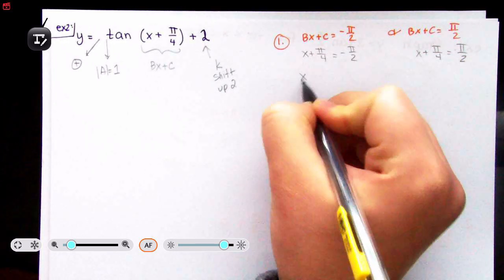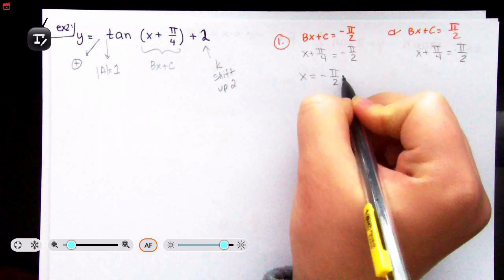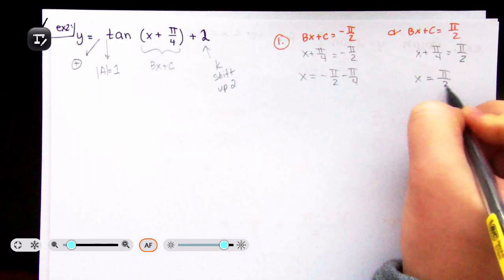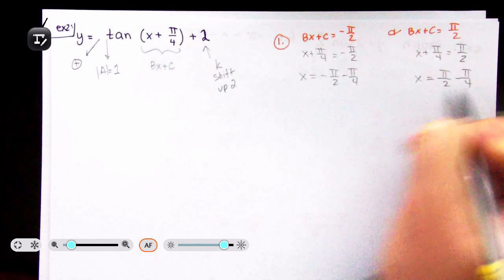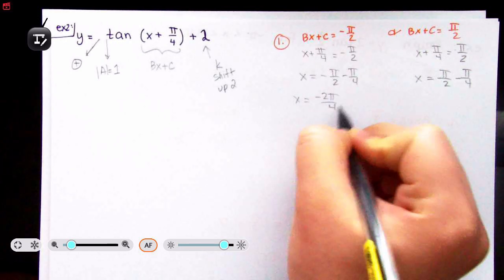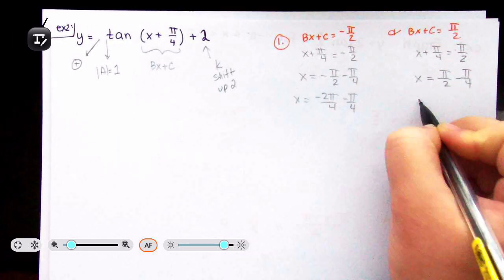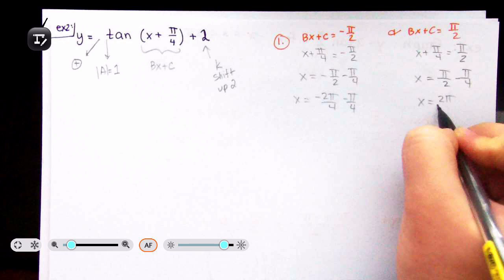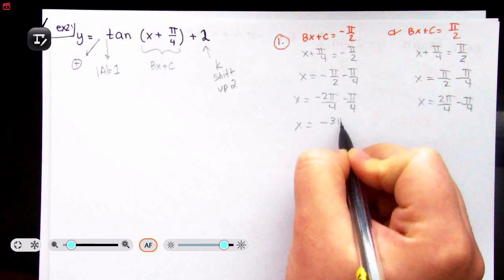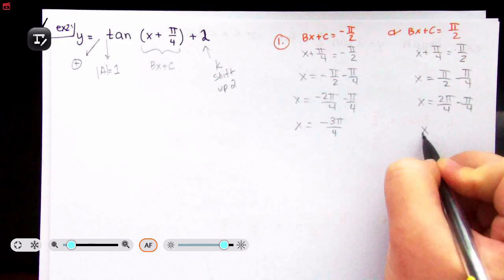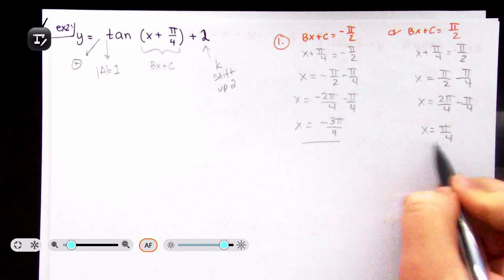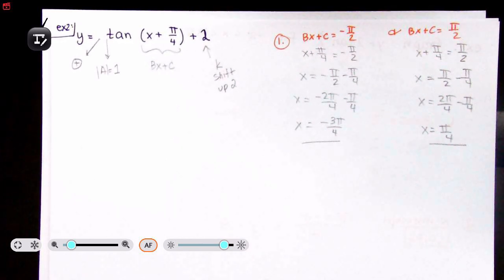Okay, so what am I going to do? I'm going to subtract pi fourths from both sides. I'm going to convert this to a common denominator, so I have negative 2 pi fourths minus pi fourths, and this is 2 pi fourths minus pi fourths. So x is equal to negative 3 pi fourths, and what do I have here? I have x is equal to pi fourths. So here is 1, here's the second asymptote.